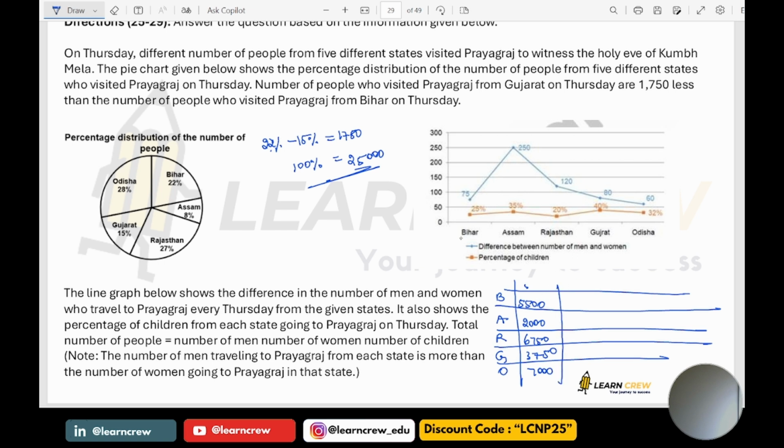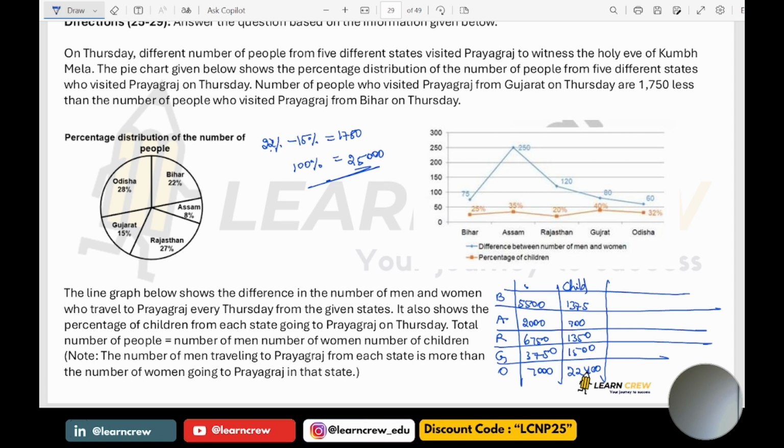And the number of children is already given. The number of children is how much? 25% of 5,500, which is 1375. Like that, based on various percentages, if you calculate, you will get Assam 700 children, Rajasthan 1350, and Gujarat 1500 children, and Odisha 2240.